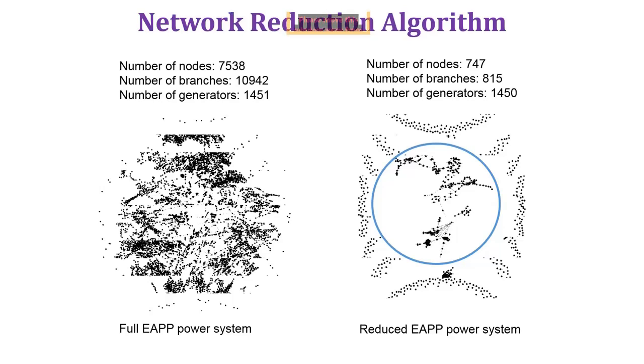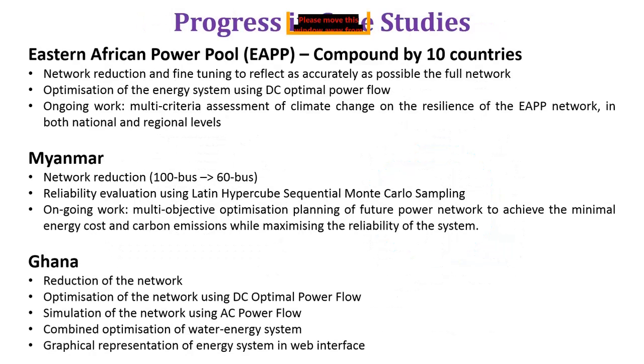So finally, we will present in this section the software development, and also we will proceed to talk about the different case studies that we are considering. We have considered three main case studies: the East African Power Pool, Myanmar, and Ghana. The Eastern Africa Power Pool is composed of 10 countries. It explains the big size of the network.